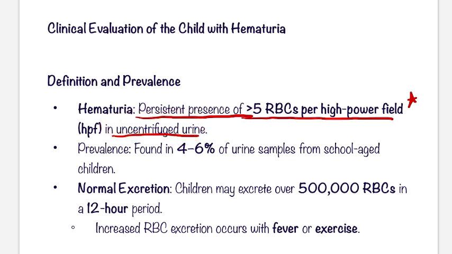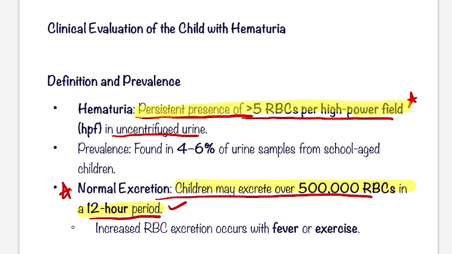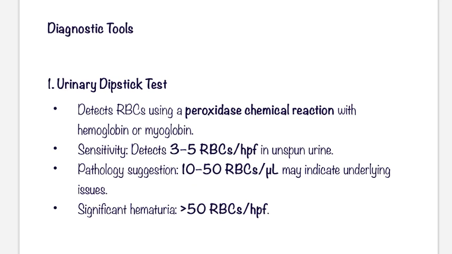So what is the prevalence of this? Its prevalence is 4 to 6%. The important fact to consider: what is the normal excretion of RBCs in a 12 hour period in children? Any guess? This is 5 lakhs. Actually 5 lakhs RBCs in a 12-hour period. This is very important, so this interesting fact we will highlight. And again, the hematuria definition itself is very important.